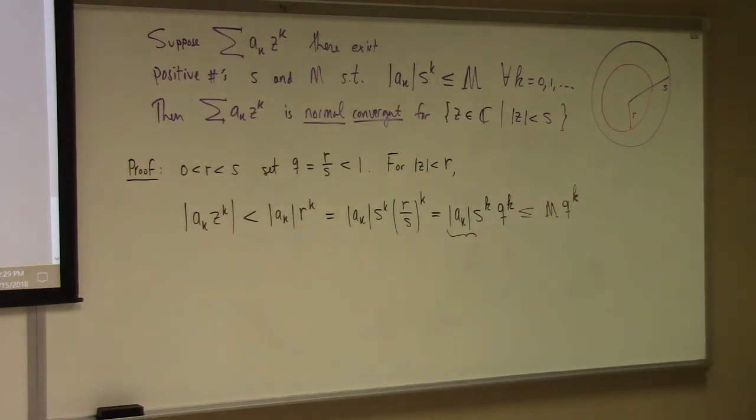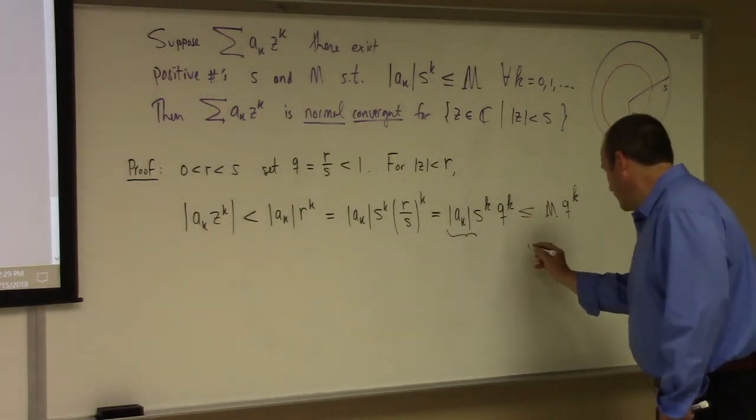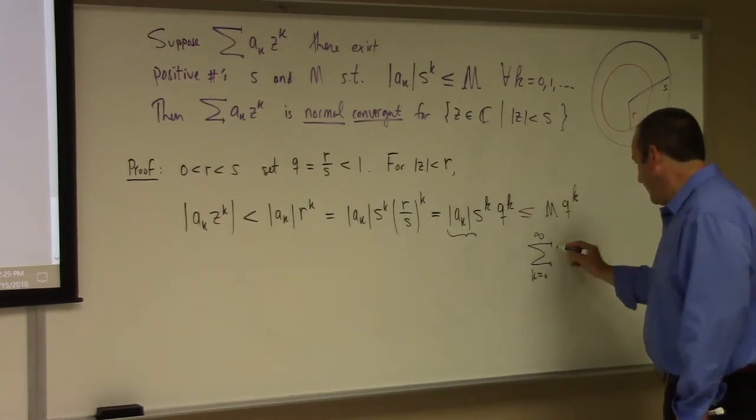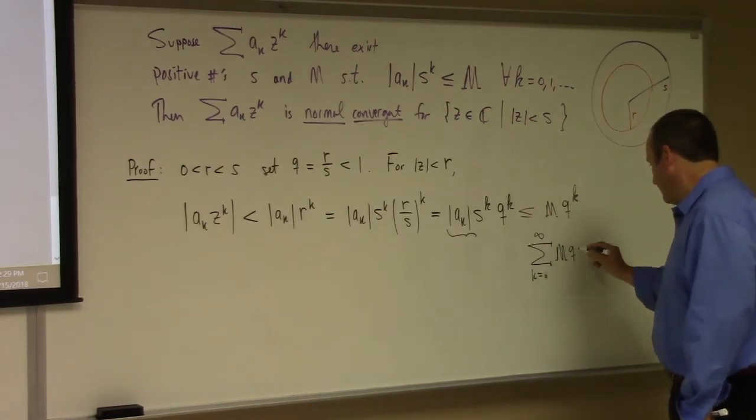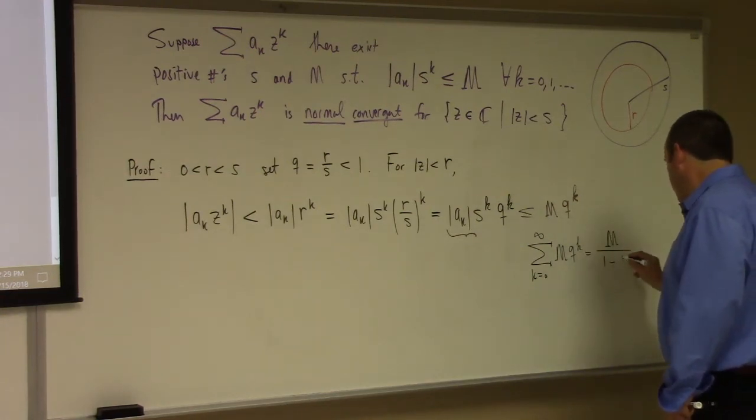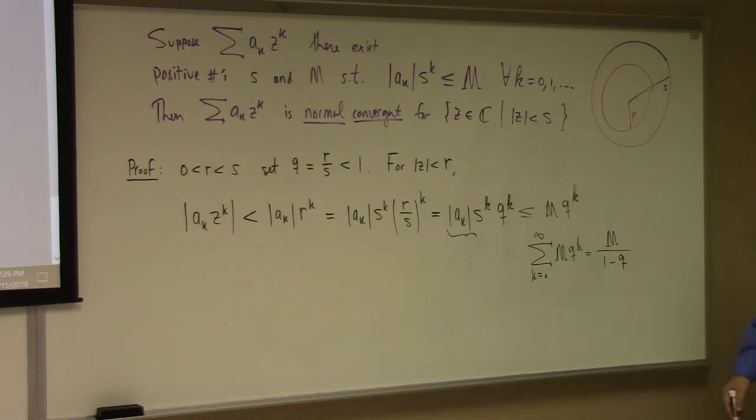well, now by Weierstrass's m-test, we have normal convergence. Uniform convergence, rather, on this disk. See, because if you take the sum, k equals 0 to infinity, of m q to the k, what you've got is m over 1 minus q by the geometric series result. This is a convergent series.